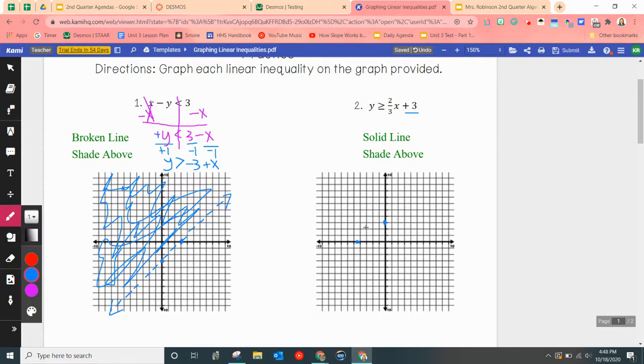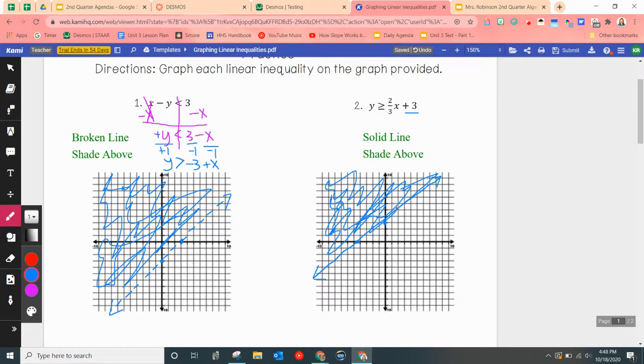So now I need to connect these with a solid line. So I'm going to connect them as best I can. I know it's not going to be perfect on here with a solid line. I know your Chromebooks are even more difficult to work with. So there it is, connected with a solid line. And then do we shade above or below the line? Well, we said because it's greater than, we're going to shade above. So this is a graph of this inequality right here. All this area would be shaded.